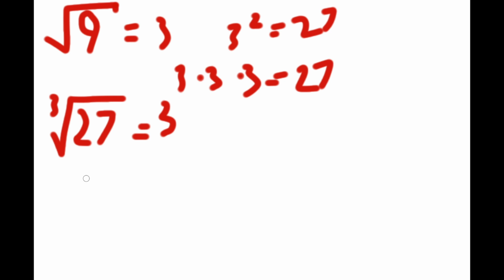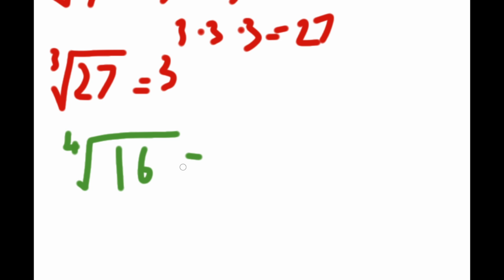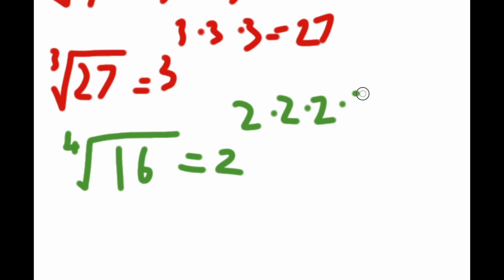Let's do one more example, which might be a little complicated to you. Let's try and take the fourth root of, I don't know, let's say 16. So what's the fourth root of 16? Well, this is asking what times what times what times what equals 16. The fourth root of 16 is equal to 2, because 2 times 2 times 2 times 2 equals 16, or 2 to the 4th power equals 16. So that is what that is.